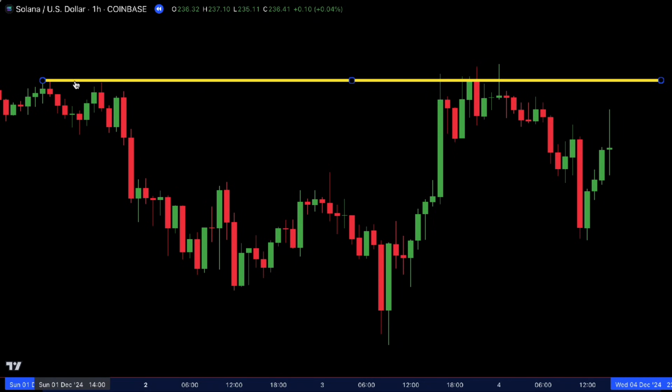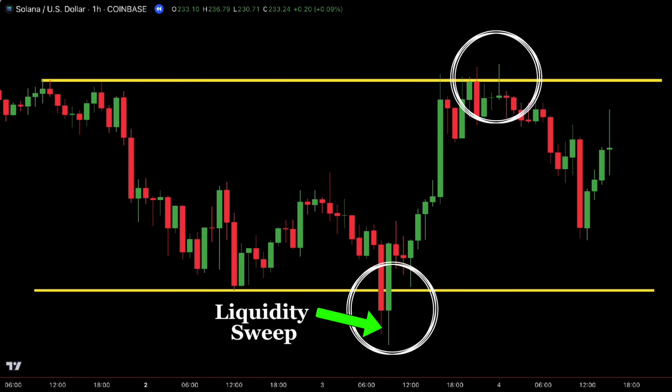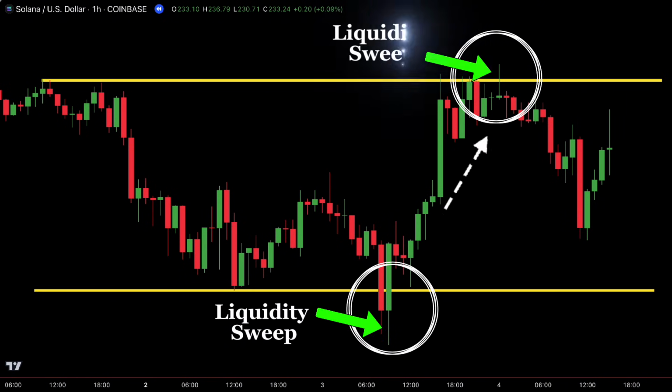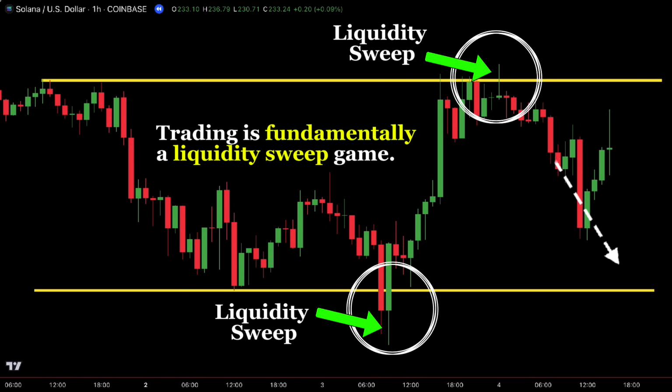On the hourly chart, the market was rejected from a major resistance level and is likely to go down and retest the major support level. This aligns perfectly with our trade setup on the 15-minute chart. However, take a closer look at how the market trapped retail traders. At the major support level, it swept their stop losses before moving up, and at the major resistance level, the market maker swept stop losses placed above the resistance. This highlights that trading is fundamentally a liquidity sweep game.